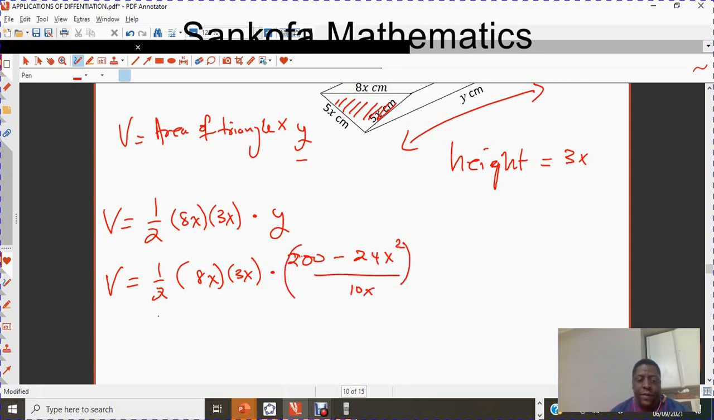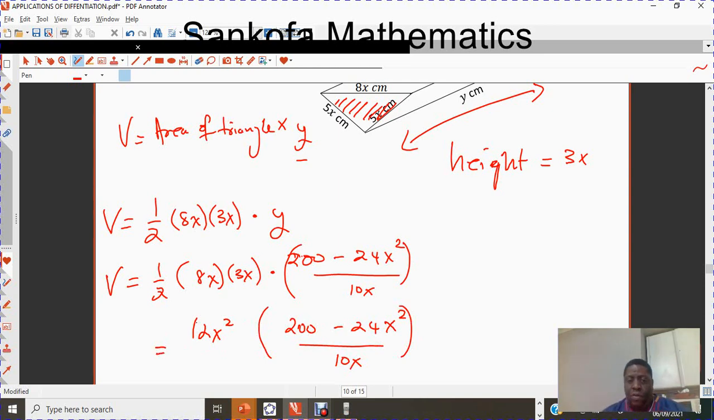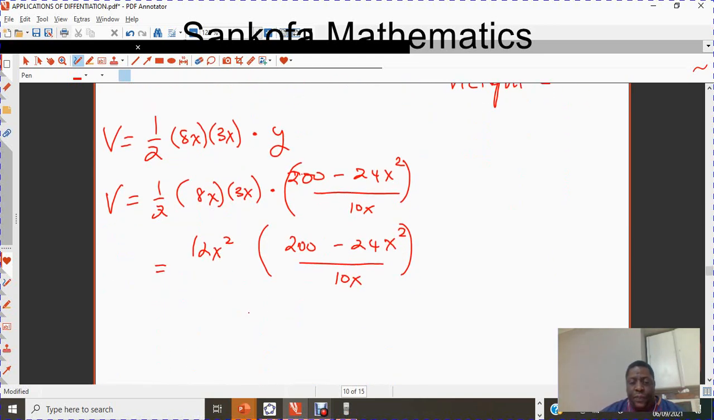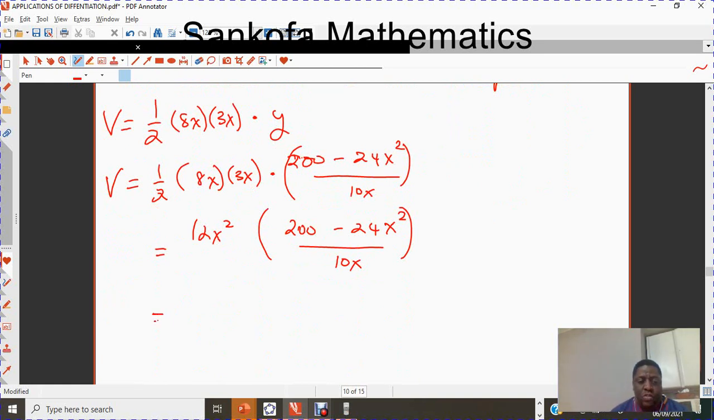Okay, so when you have 8 times 3 is 24, half of 24, this gives you 12x squared, and then we're going to multiply that by 200 minus 24x squared over 10x. Well, from here it's just a matter of playing around with your algebra. So before the 12x squared, this is going to be 20 minus 2.4x, because I'm dividing here by 10.